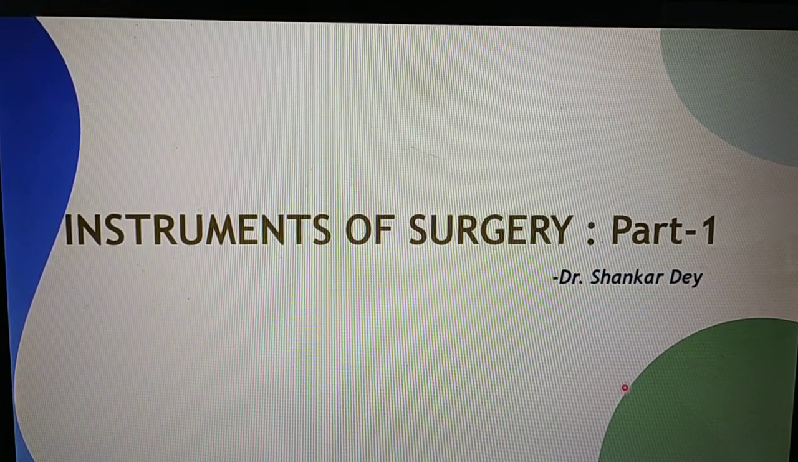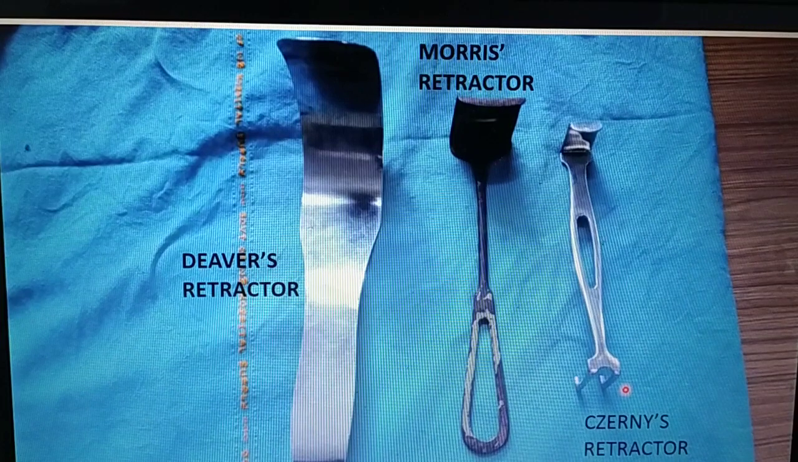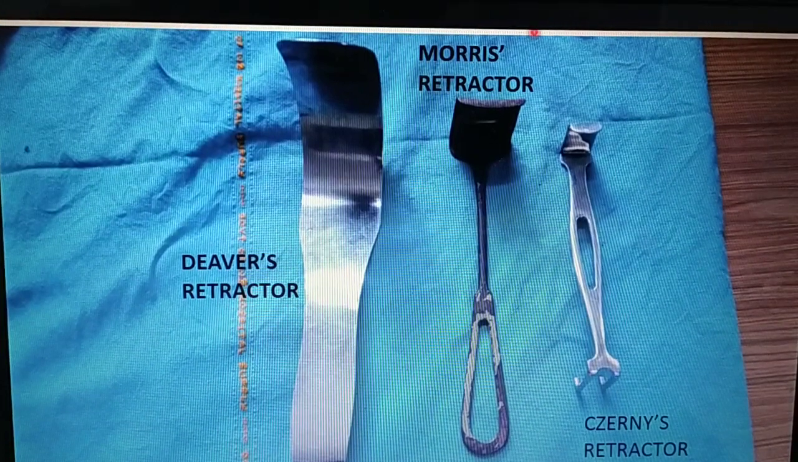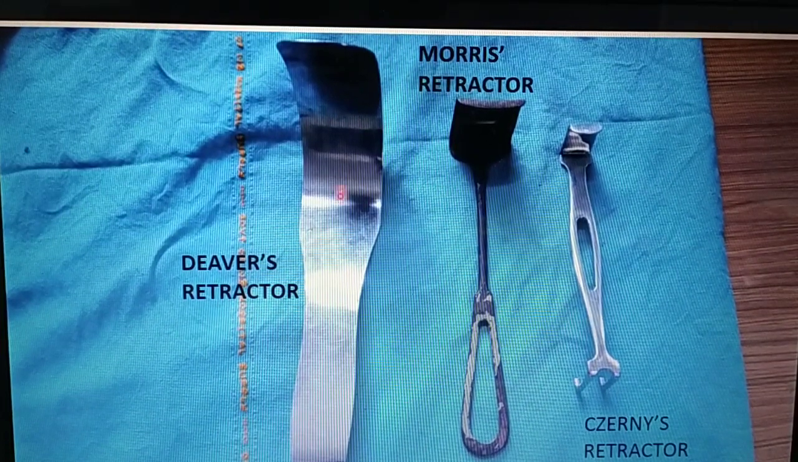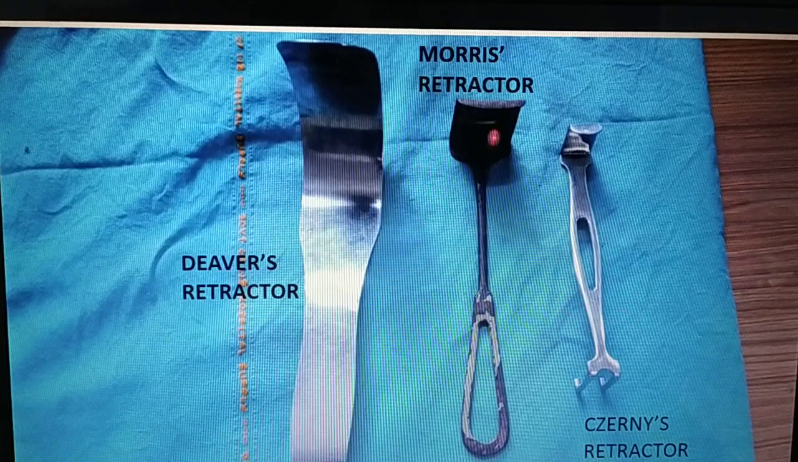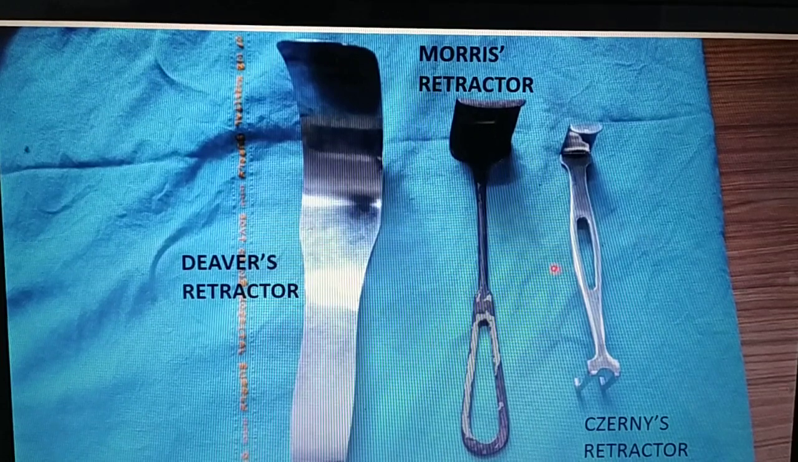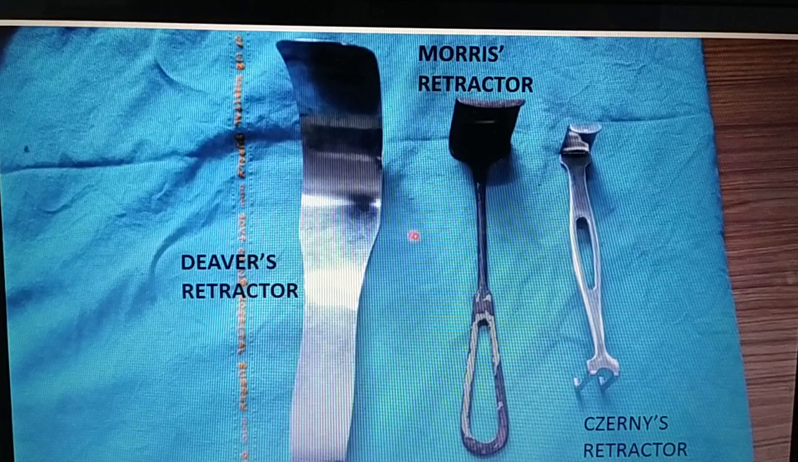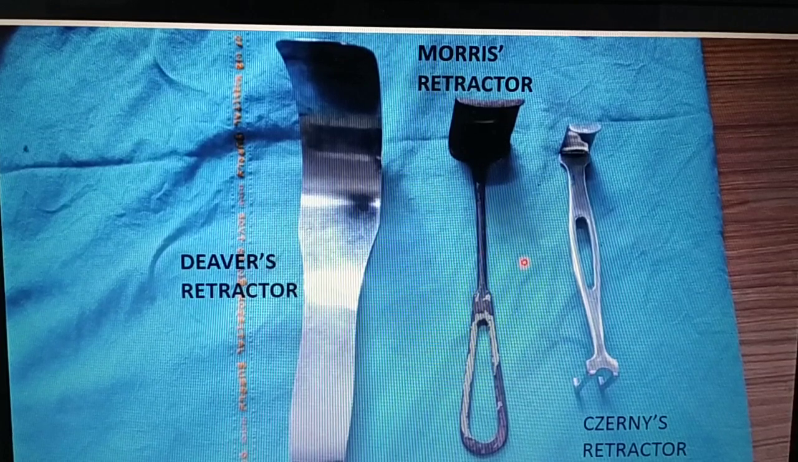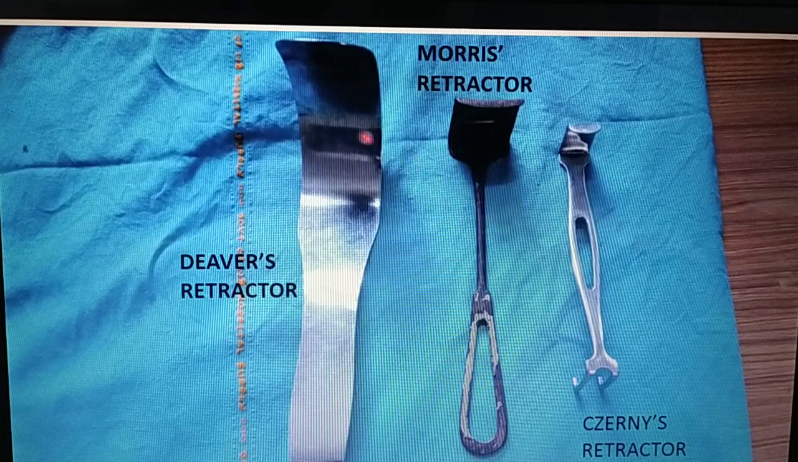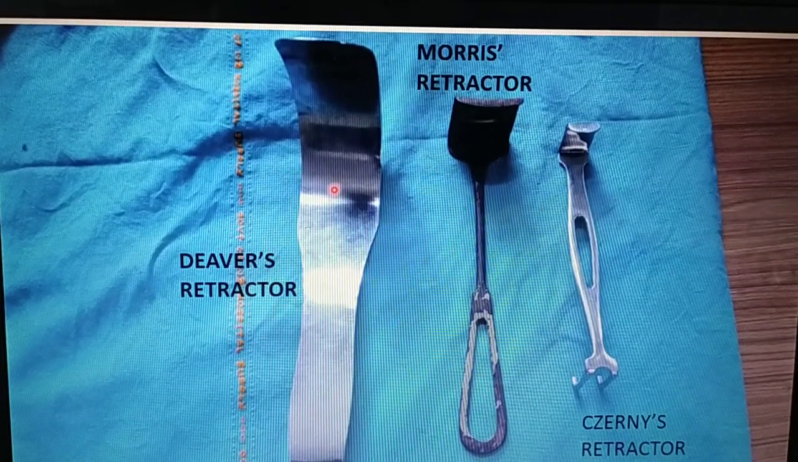So let's begin. These are our first instruments. This is Devers retractor, this is Morris retractor, and this is Jarnis retractor. So first one is Devers retractor.